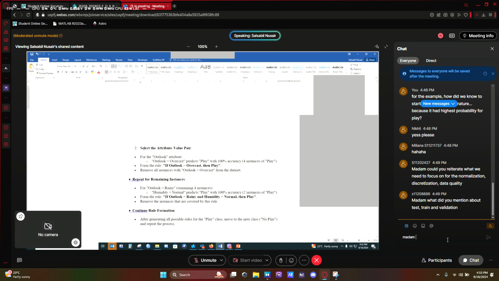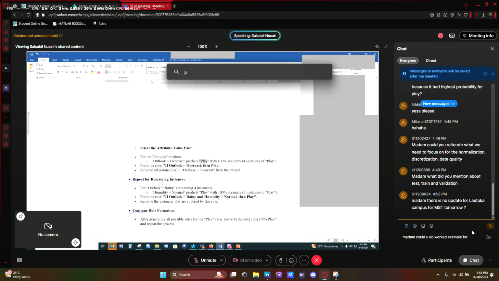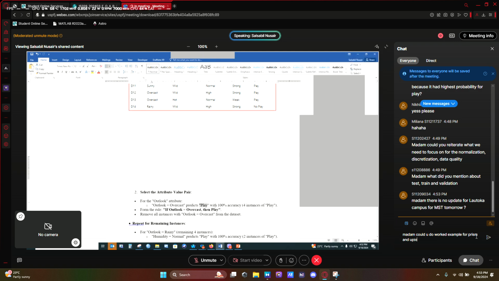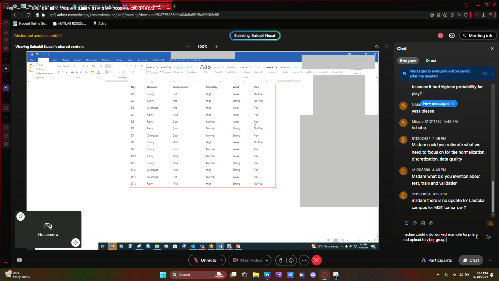Then you want to select the attribute value pair. So what's the attribute value pair? You want to look at outlook when it's predicted overcast for play. So probability of overcast given play. Probability of humidity given play. Probability of sunny, sorry, it's overcast, sunny, and rainy. So what are those probabilities? That's what you are looking at. That's what you are calculating in here. Same applies to hot and the other attributes. Okay.